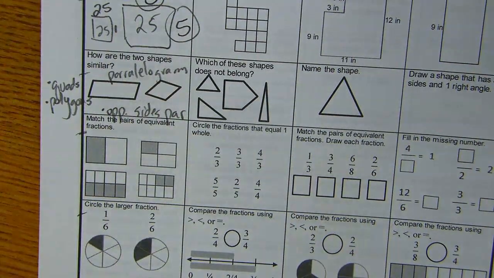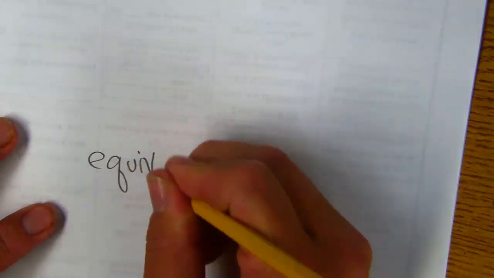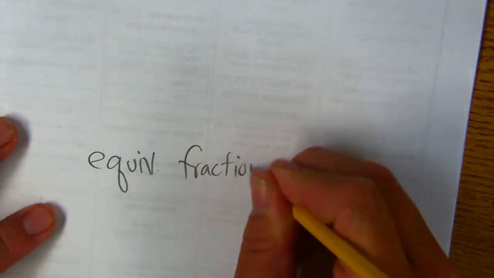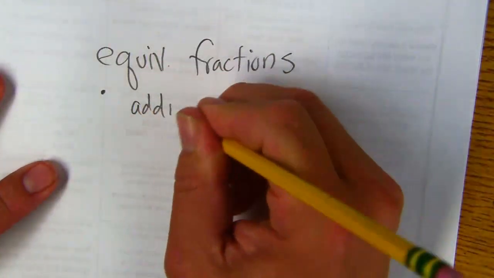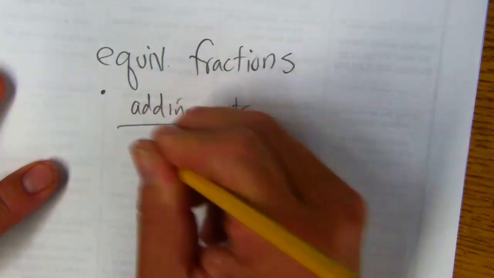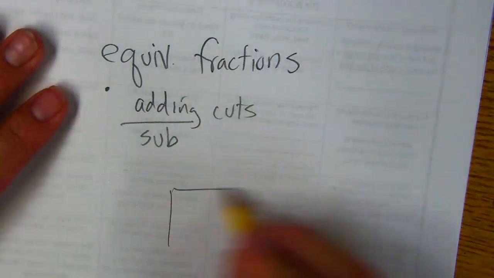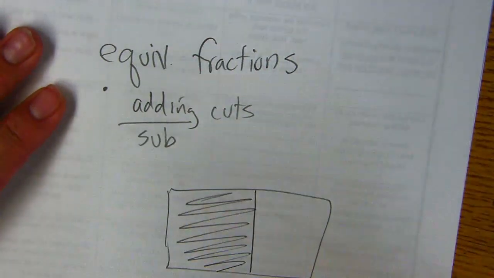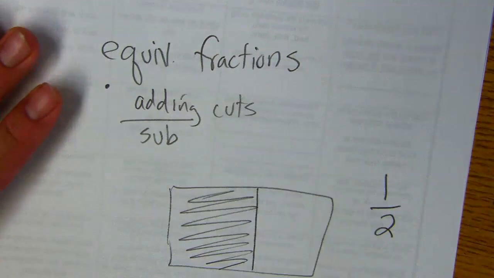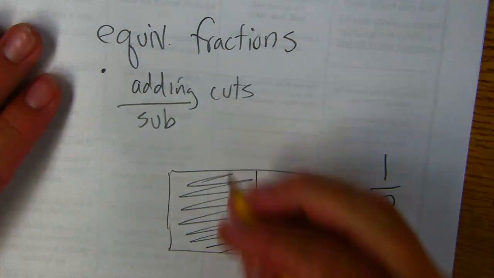Okay. Match the pairs of equivalent fractions. All right. When we're talking about equivalent fractions, the only thing we're doing is adding cuts or taking away cuts. For example, take a look at this rectangular pizza. How much pizza do I have here? I have half, right? 1 out of 2. How would I make an equivalent fraction here? Add a cut.